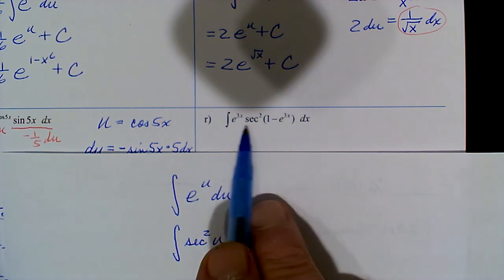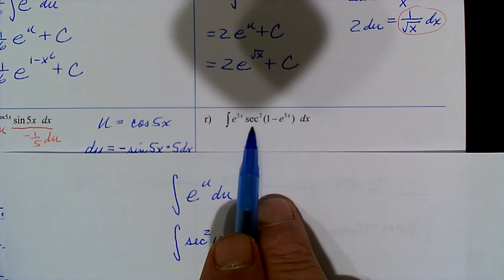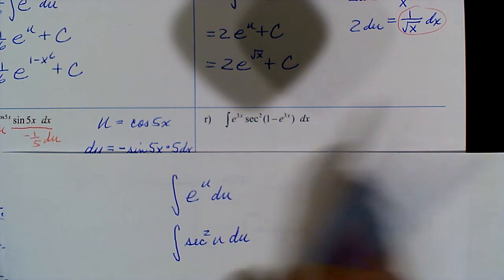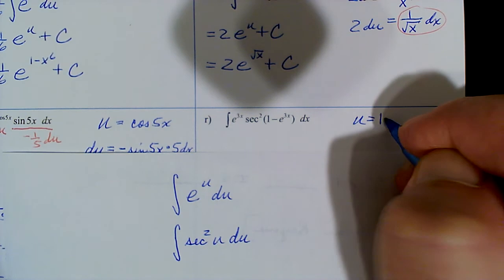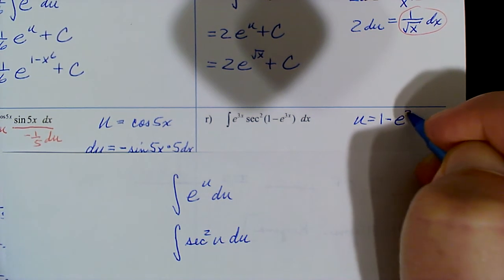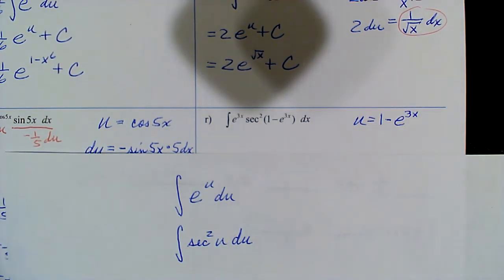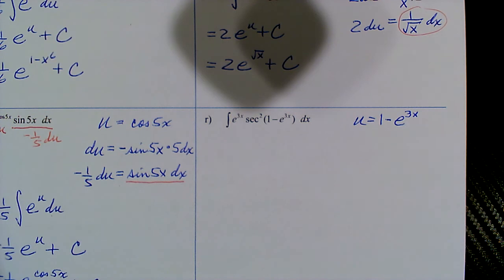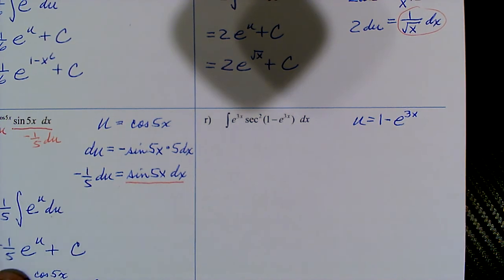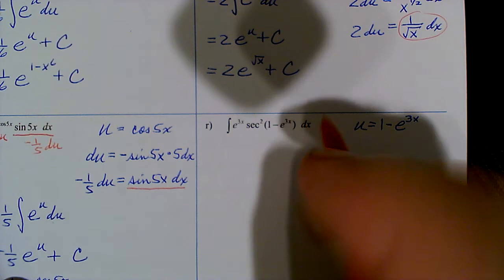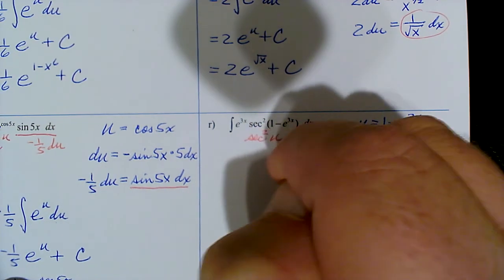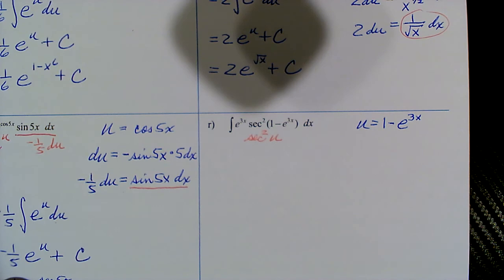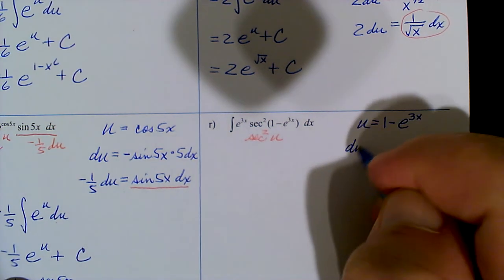And so therefore, it looks like we're going to have to try to fit the form for secant squared of u by choosing our u to be 1 minus e to the 3x. Now, I argued those mentally. If you have to write something down, that's fine as well. But again, with this problem, we're trying to fit the form for secant squared of u. So there's our u, our differential du.